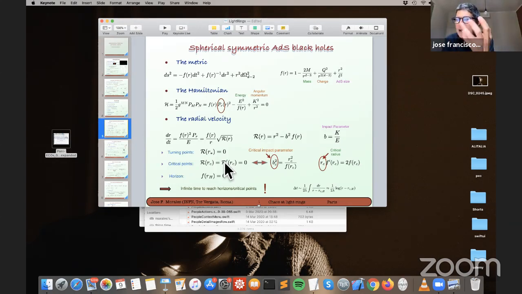Can I ask about that specifically? So I thought for fuzzballs, you had that for any value of the impact parameter, it's not going to be total absorption. So the light ray is going to go in, go around, and go out. This suggests there's no shadow.